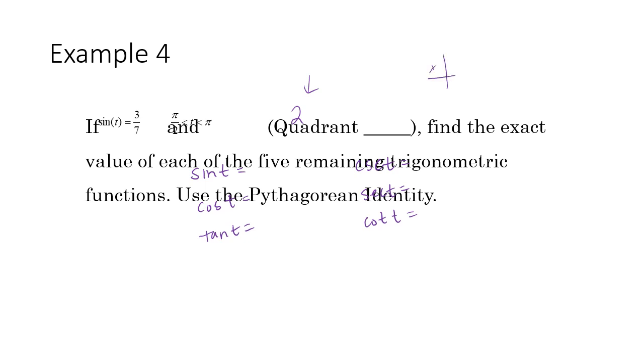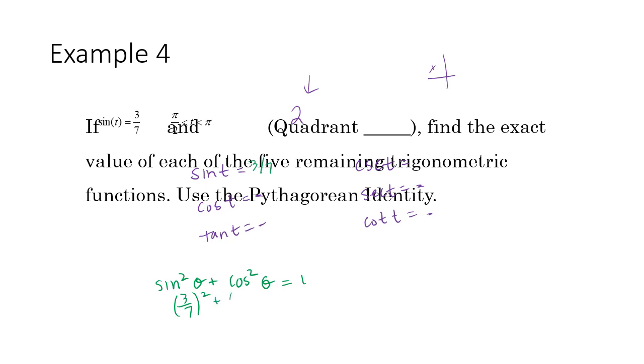Which means that my cosine and tangents and secants and cotangents are negative. So now what we could do is, instead of doing x squared plus y squared equals r squared and doing things in terms of x's and y's and r's, we know that sine is 3 over 7, and we know this new Pythagorean identity: sine squared plus cosine squared equals 1. So sine squared is 3 over 7 squared.